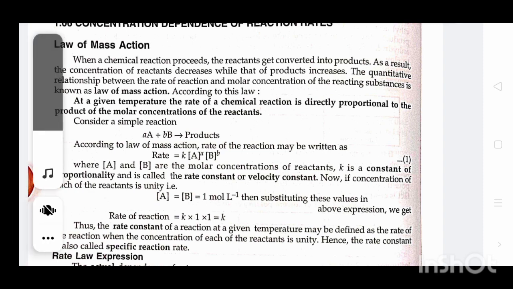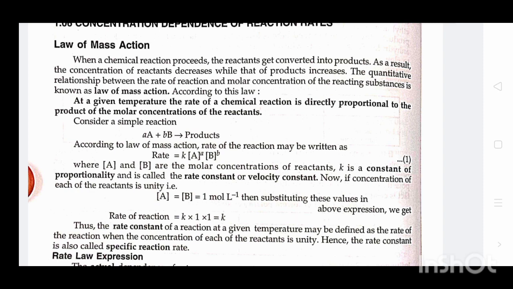Consider a simple reaction. According to the law of mass action, the rate of reaction may be written as rate equals K [A]^a [B]^b, where [A] and [B] are the molar concentrations of reactants. K is the constant of proportionality and is called the rate constant or velocity constant.